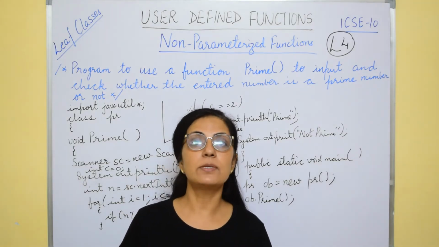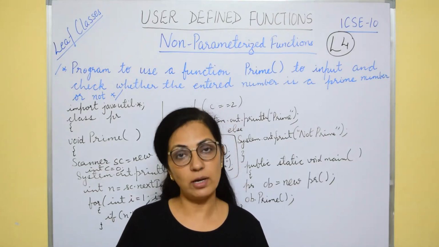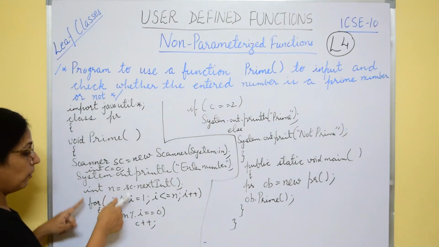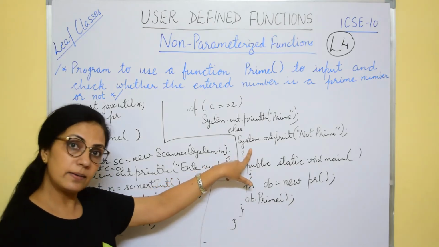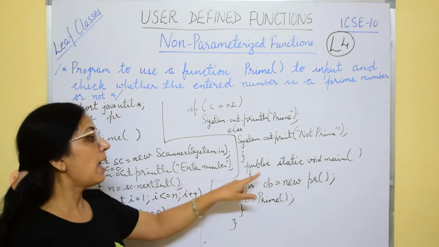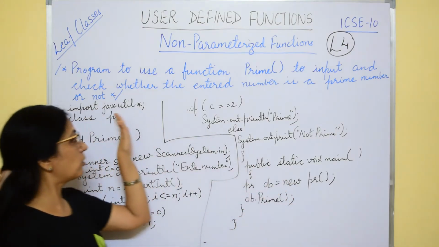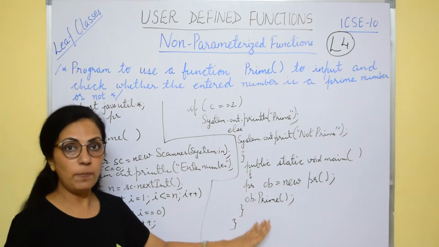Void before a function name indicates that this function will not return any value. This question comes in exams also: write the significance of void, why void is used. So here you will input, you will do checking, and you will display the result also according to the checking. And main function we have just used to create the object of this class and call the function. Okay, I hope it is clear.